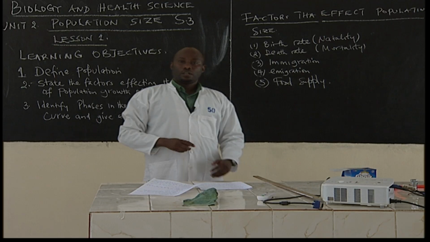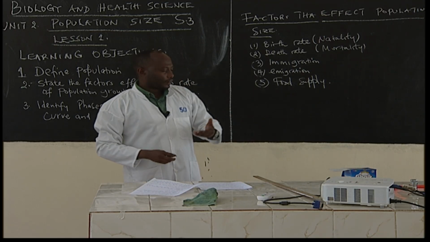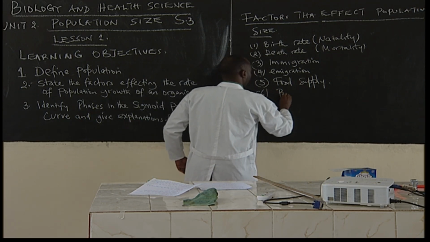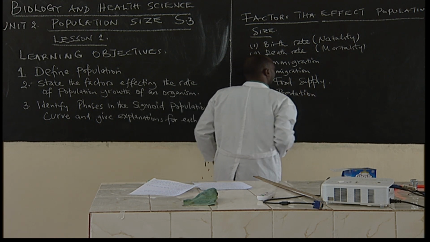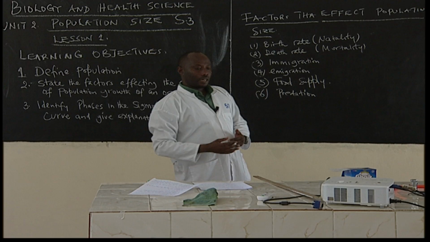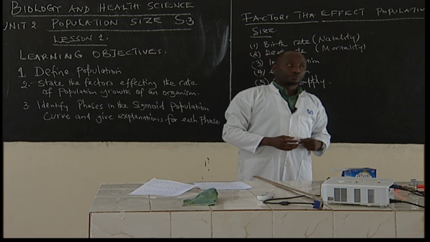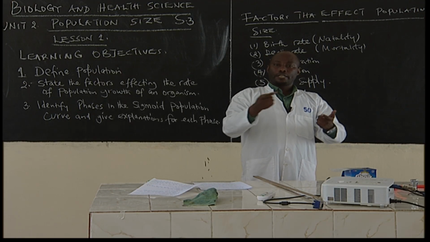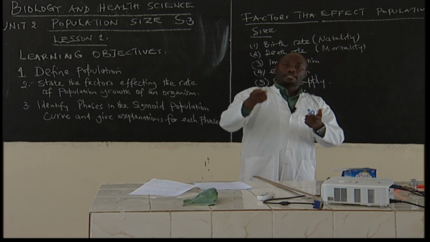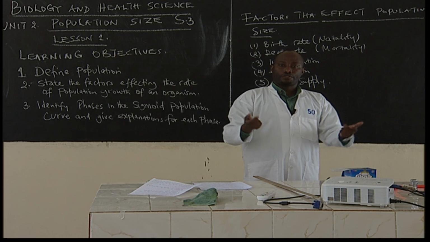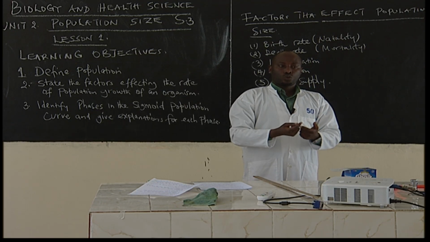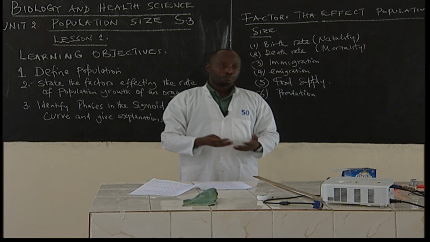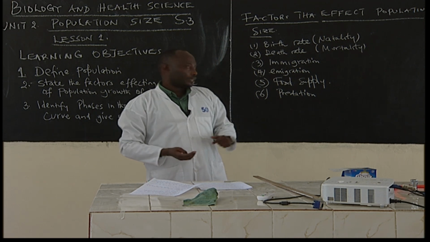Another factor that can affect population size, number six, we can talk about predation. When the number of predators increases, the number of prey is going to decrease. If the predators are greater than the prey, eventually the number of prey will decline. So predation could be one of the factors that may reduce the population size.